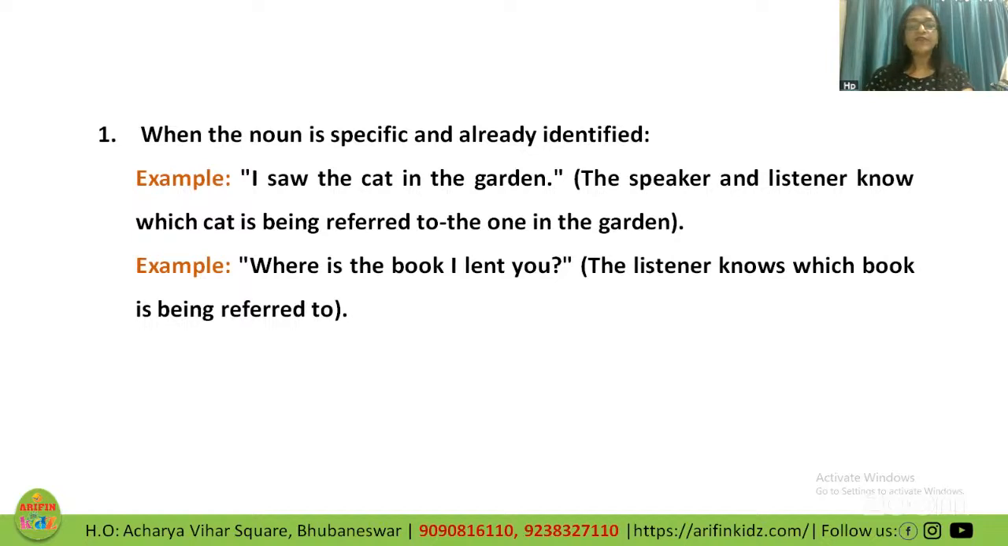Here we cannot write "where is a book I lent you." Already the book I am talking about is the one I had given to you. I am the speaker, you are the listener. You also know that you have taken the book. So here "the" is used. The listener knows which book is being referred to.